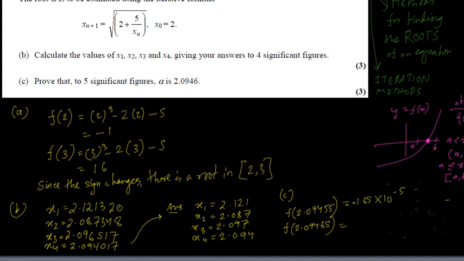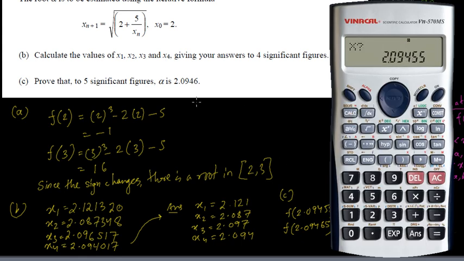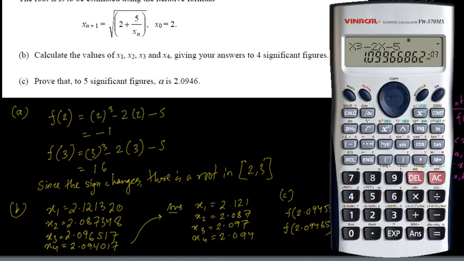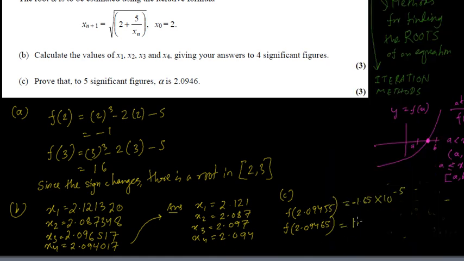So this is negative. Now let's put in the next value, calc. This time we want to put 2.094, and instead of 6, we write 65. We add 5 to it. So we write equal to, this is 1.0996. So we can write 1.1 to be very simple, times 10 to the power minus 3.